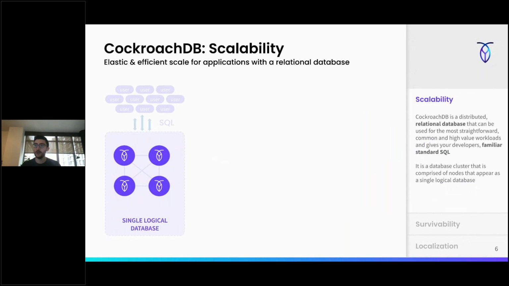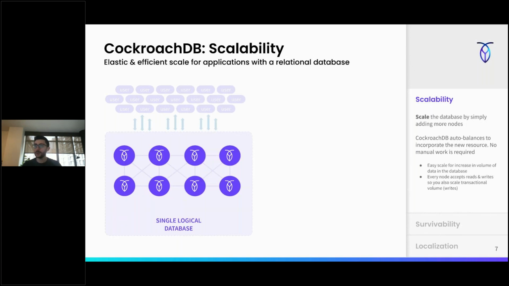So Cockroach is a shared nothing architecture, and that means that a series of homogeneous nodes come together, they combine to create this cluster, and that cluster then is exposed as a single logical database to an application. So any of these nodes can provide a gateway into this single logical database.